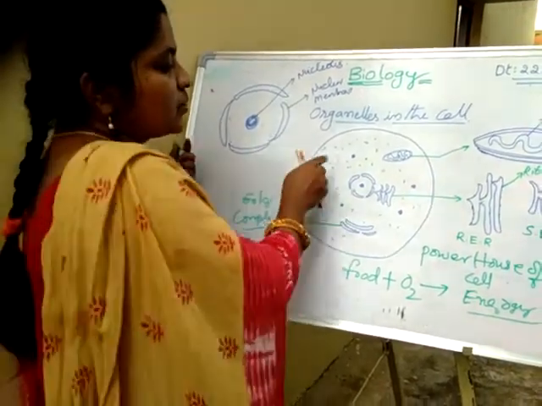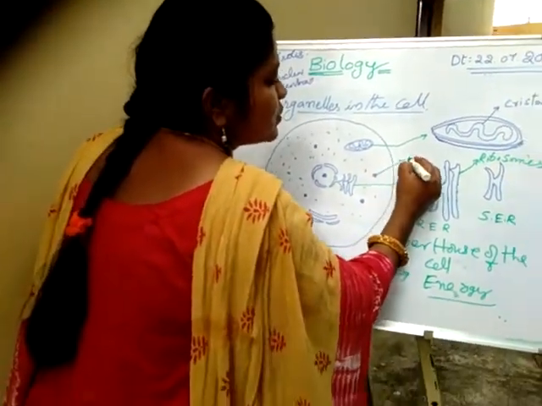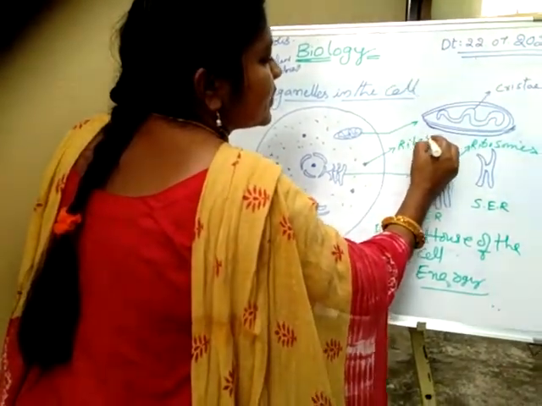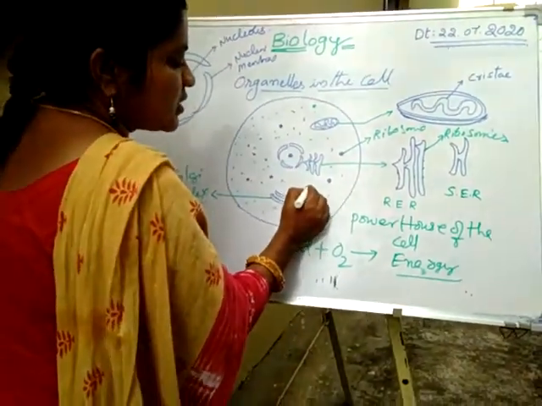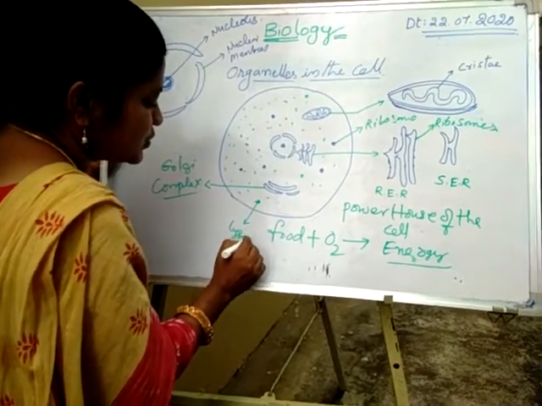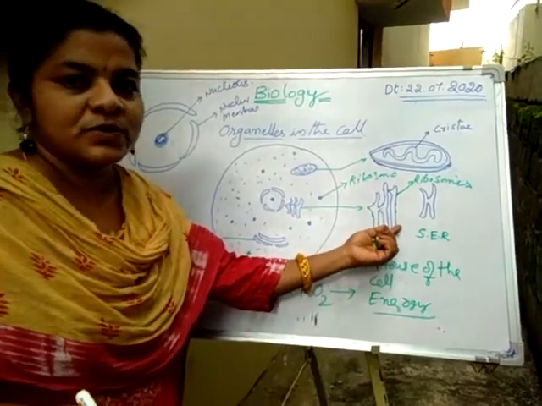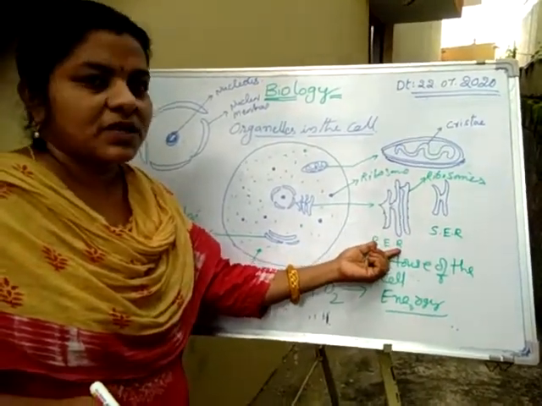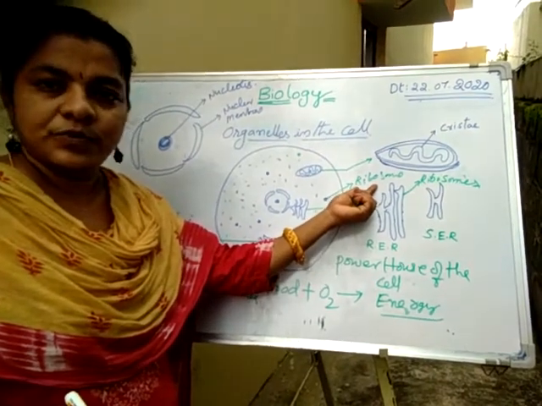And some other dot-like structures we are seeing here, those are called ribosomes. And the greenish structures here are called lysosomes. So already we know the importance of the ribosomes. Along with the rough endoplasmic reticulum, ribosomes also participate in the synthesis of proteins.